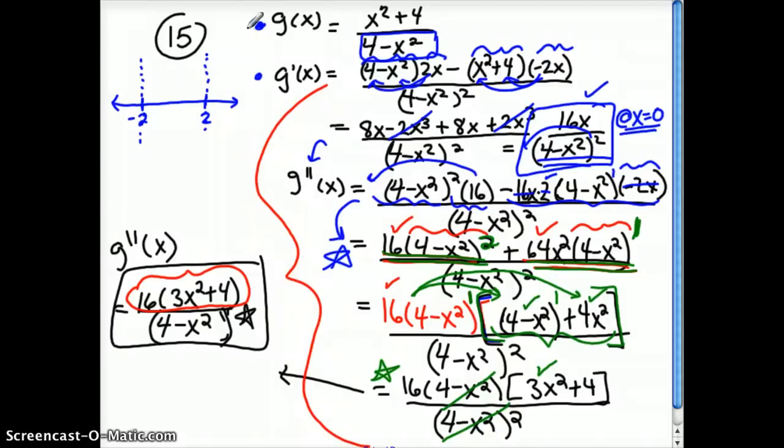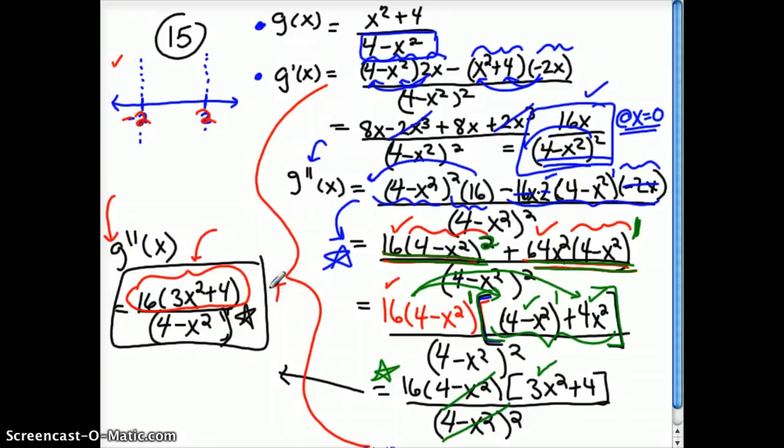So, back to the original. What I now know is that I've got no places where the second derivative is 0, but I did have 2 places where the original function was discontinuous. So I am going to run a test. It is good to have this function because I need to run a test on what happens to the left and the right and in between the asymptotes. So I'm going to pick something out in this region, perhaps a -3, and I'm going to see what would happen when I put it in for x into my second derivative.